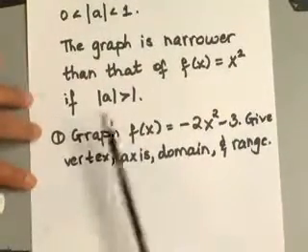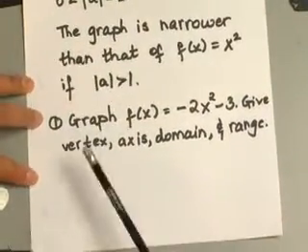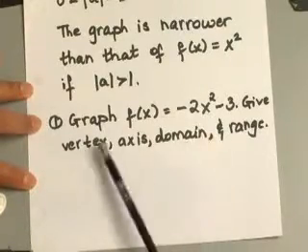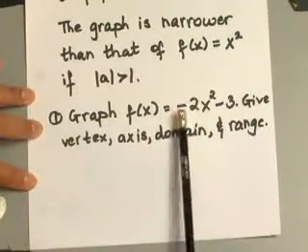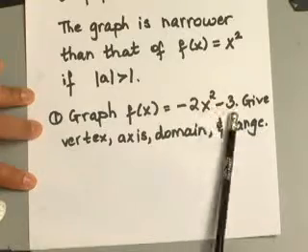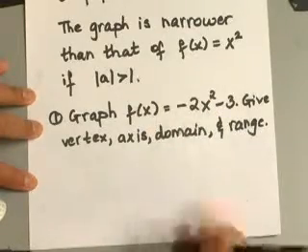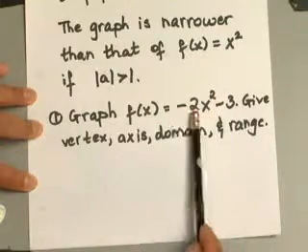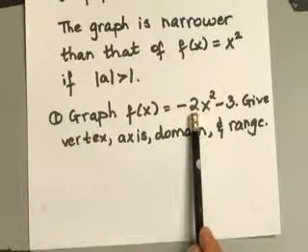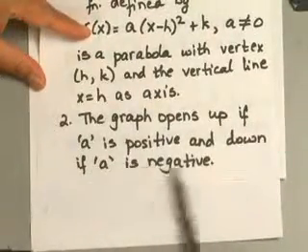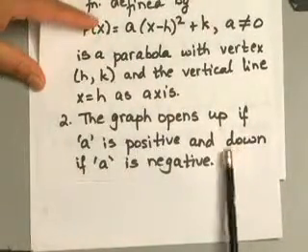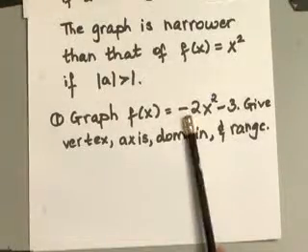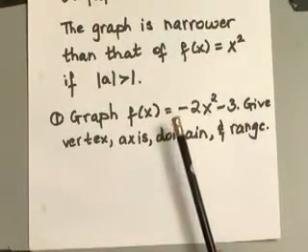So let's see if these things will help us out here. Now let's look at this function here: f of x equals negative 2 x squared minus 3. You can see this term here is the coefficient on your squared term, negative 2. So if a is negative, your graph opens down. Okay, so this number is negative 2, the graph should open down.